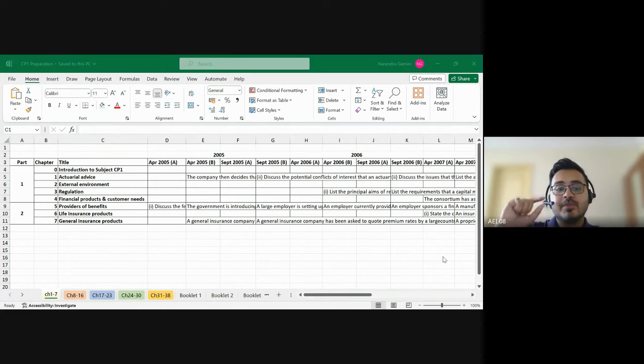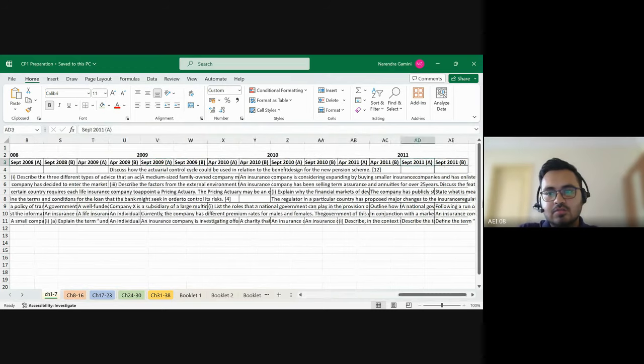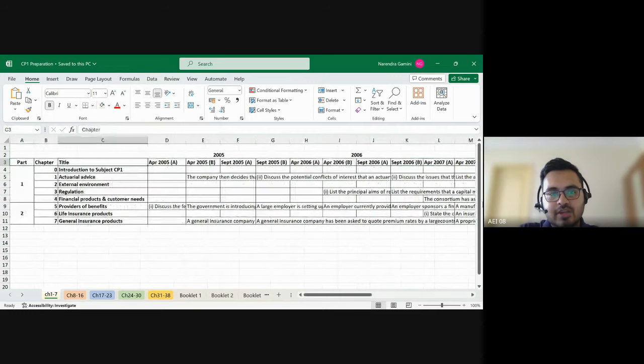Next thing will be to prepare notes for the things that have actually come into the examination. So for IFOA, we have done this. IFOA, if you look at it, for every chapter, at least the first few, and it's a repetition for a few, but for few people it might be new. For every chapter, basically we have dissected. So for, let's just say, actuarial advice, now if you want to prepare notes, look at these questions.